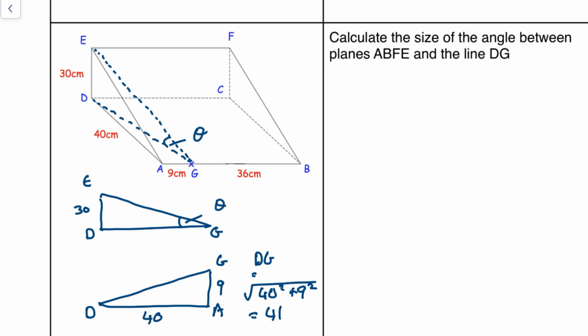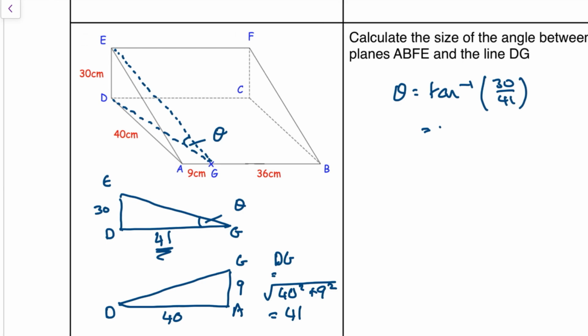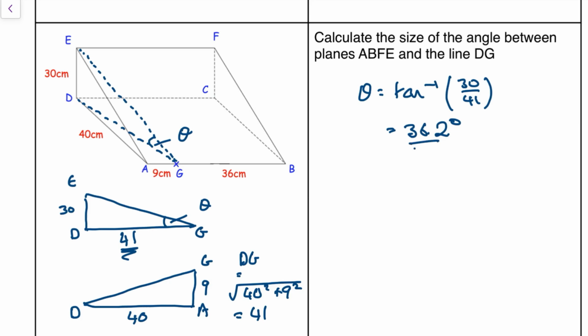Right, so that means I now know that D to G is 41, which is the one that I've just worked out. So actually this question is not bad at all, is it? So therefore theta equals tan minus 1 of opposite 30 over 41, which is equal to approximately, so tan minus 1, 30 over 41, 36.2 degrees. So 36.2 degrees, let's move it back, to 1 decimal place. And that is question done. Next question.